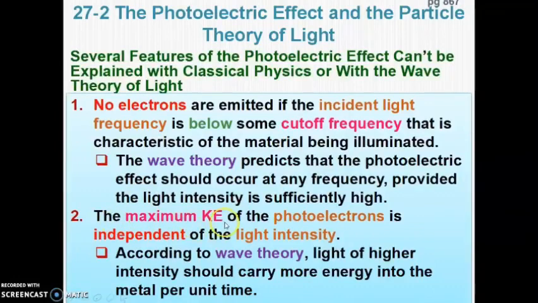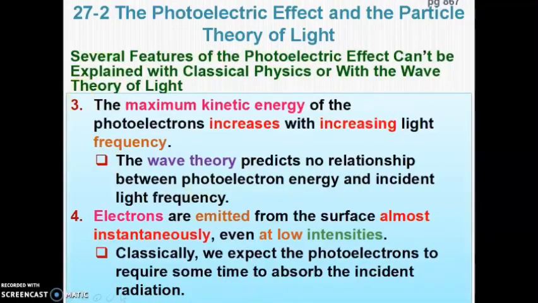Next one, number 2. The maximum kinetic energy of the photoelectrons is independent of the light intensity. But according to the wave theory, light of higher intensity should carry more energy into the metal per unit time.